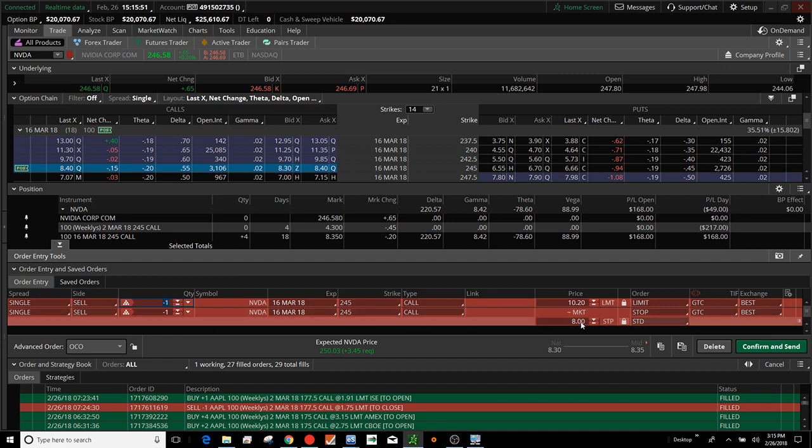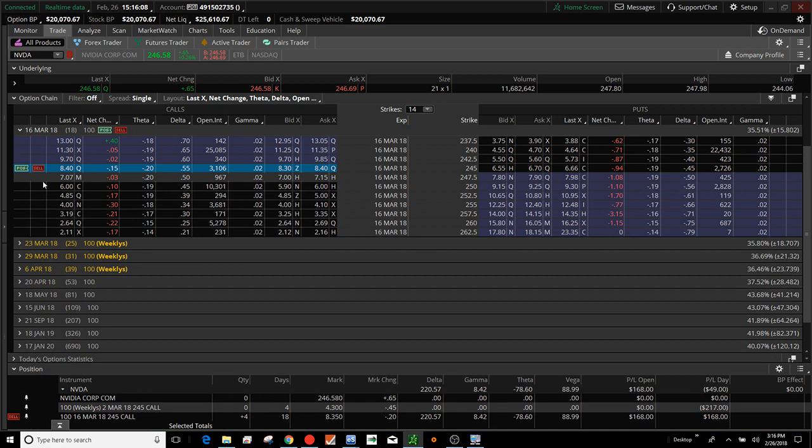So I want to scale out of one of my contracts at $10.20 tomorrow, and I want to close 1 contract at $8, which would set me at break even, so I'm not going to lose anything tomorrow. In fact, actually, I'll probably just move that to 8.10 and confirm and send, because I don't want to lose money on this trade tomorrow.